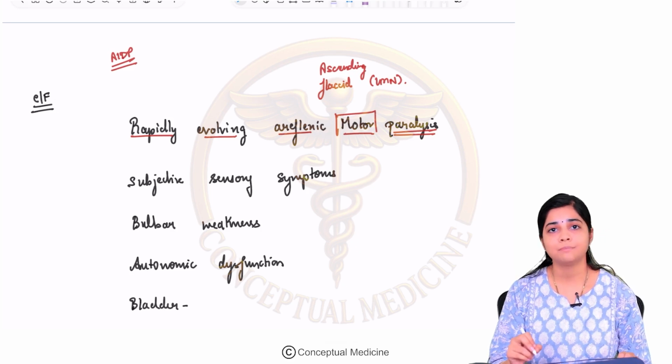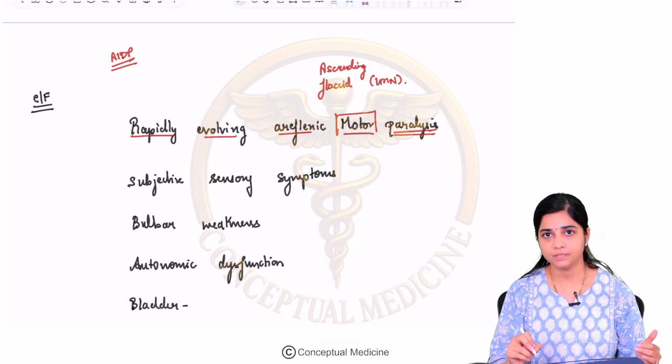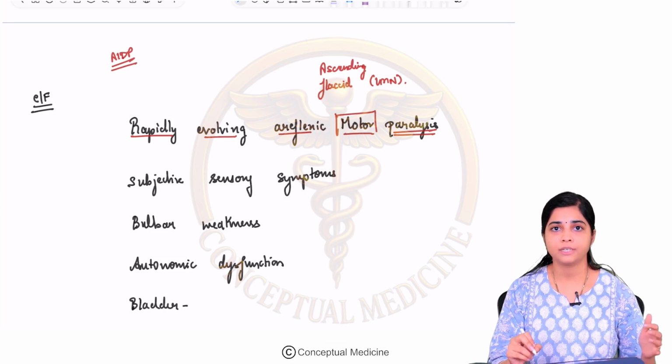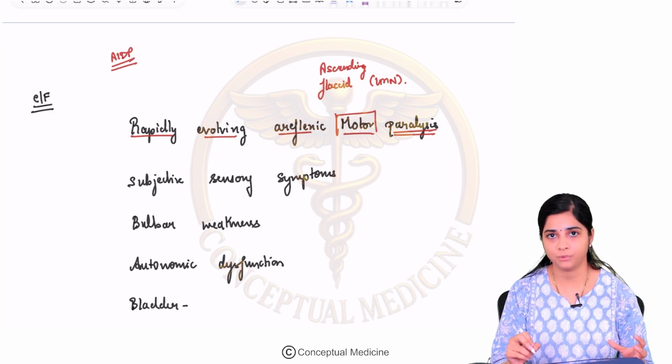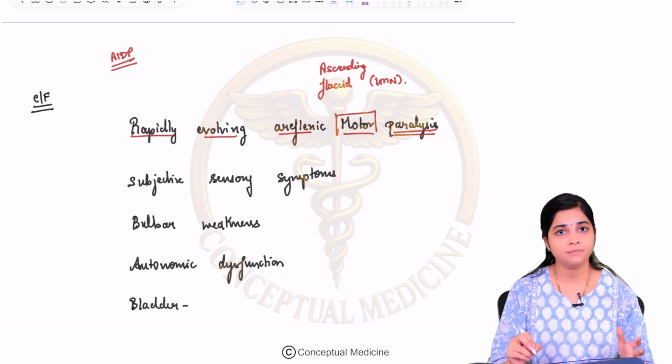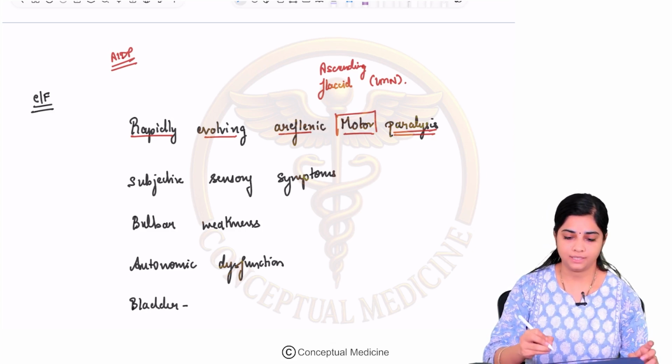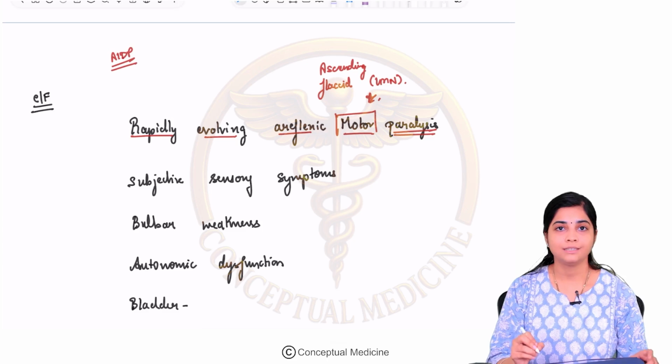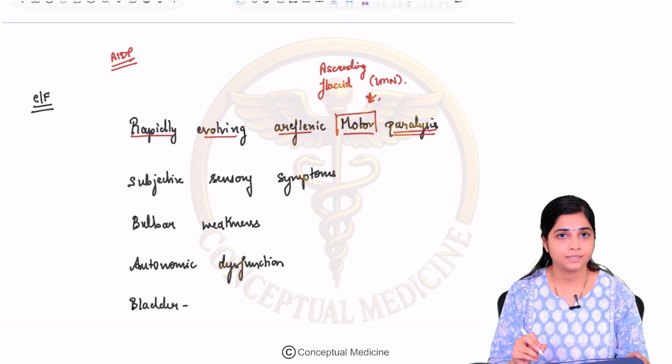Okay. So whenever we speak about neuropathy, the nerves that can be involved can either be a sensory nerve or a motor nerve. So in neuropathy, you can have both sensory symptoms as well as motor symptoms, sensory loss and motor loss. But here it is predominantly a motor paralysis. So very, very important. They have a motor paralysis.